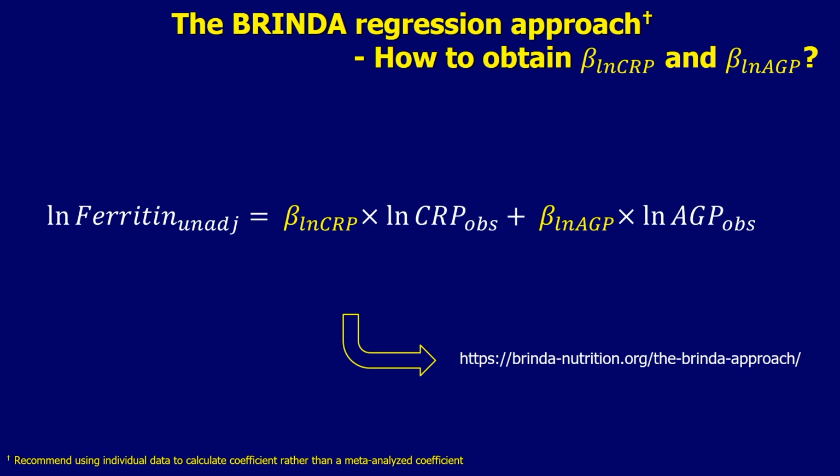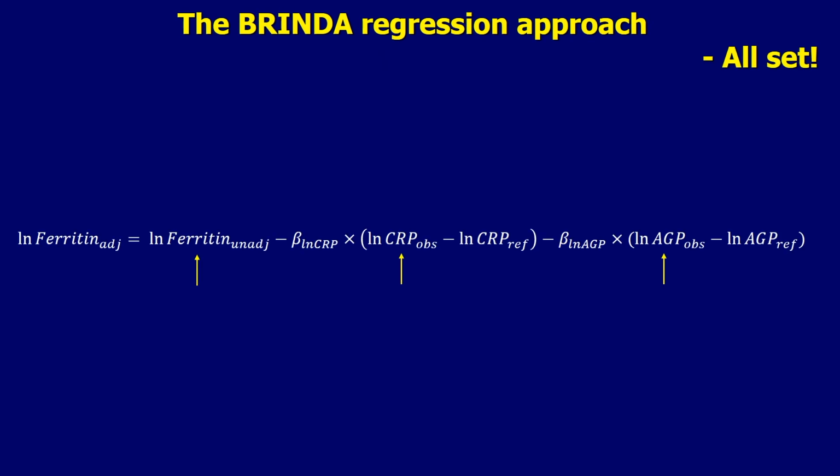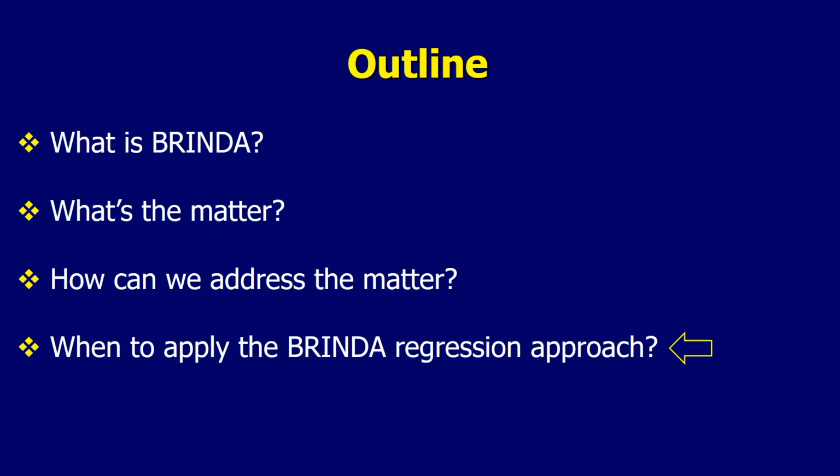This step will give you the estimates for the regression coefficients, i.e. the betas. By then, we have obtained all the estimates for the parameters and can calculate the adjusted ferritin concentrations by inserting the unadjusted ferritin value, the observed CRP value, and the observed AGP value.